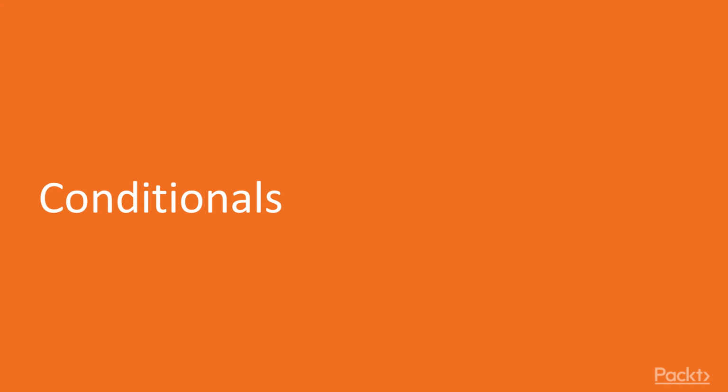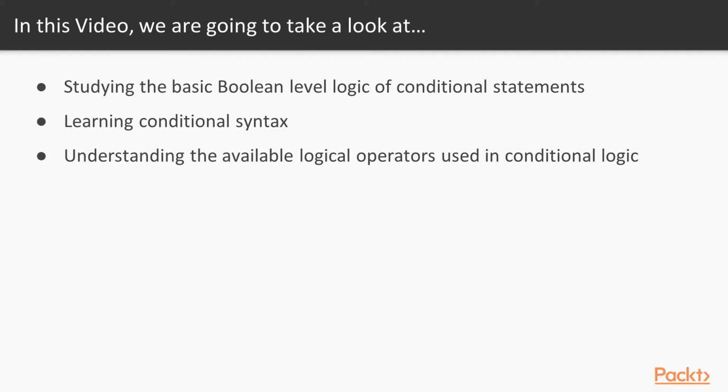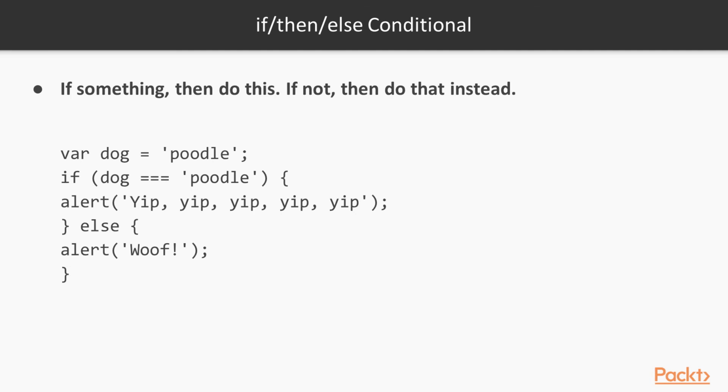Let's now focus on the first of our JavaScript concepts, conditionals. These are easy to understand. Basic Boolean level logic done with JavaScript conditionals are essentially code structures which allow us to test if an expression returns true or not, then running particular code based on the expression's outcome. The most common form of conditionals is the if-else statement.